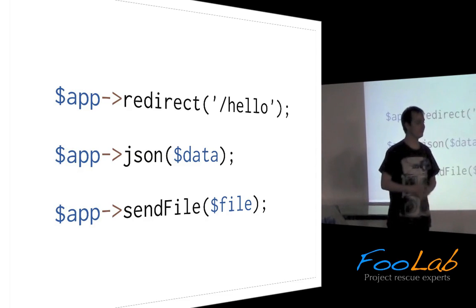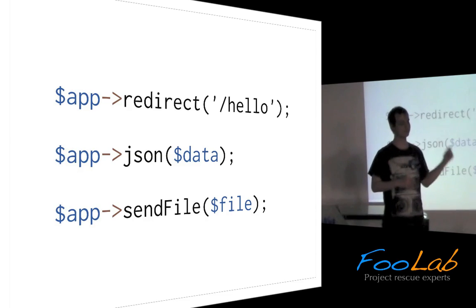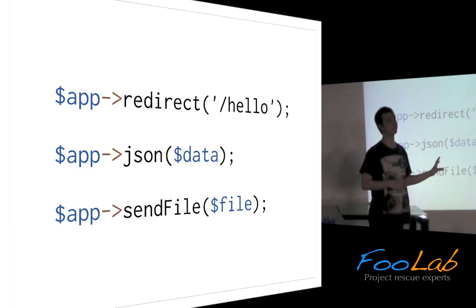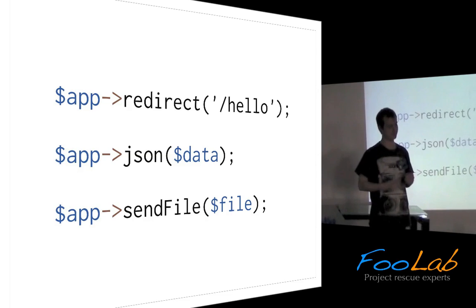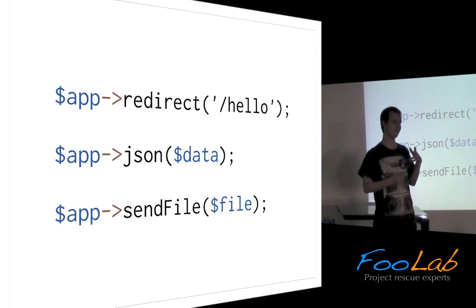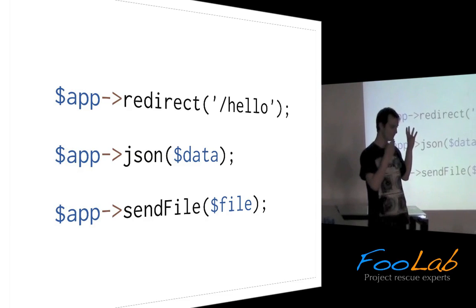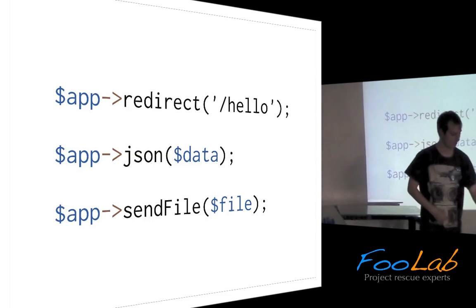And then there's a few convenience sort of response factory methods. So you can create a redirect response, a JSON response, or a binary file response, which will send the contents of that file with any content type that you specify. And these are really just convenience. So you could also create instances of the actual various response subclasses that will do exactly the same thing.